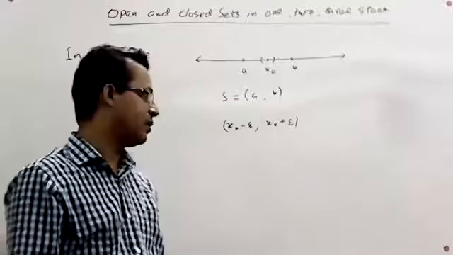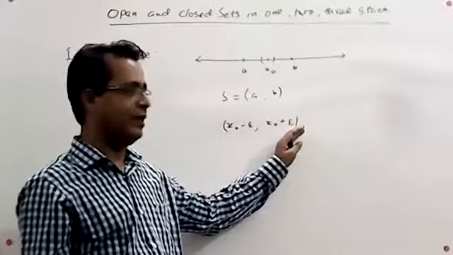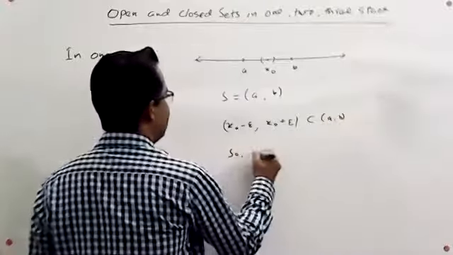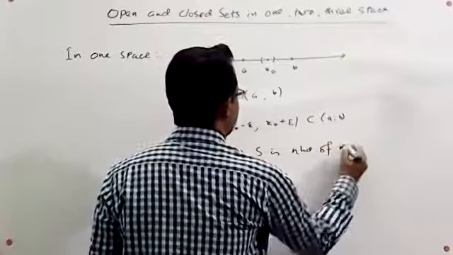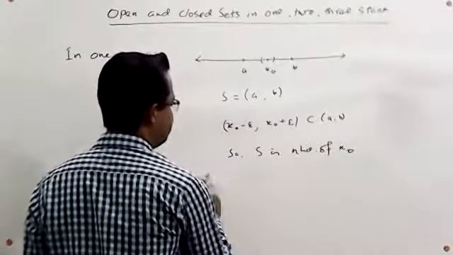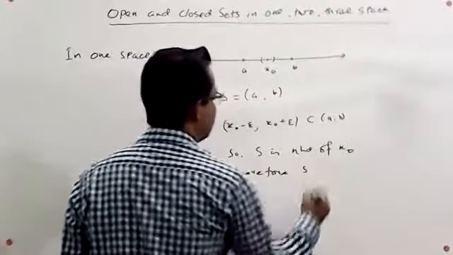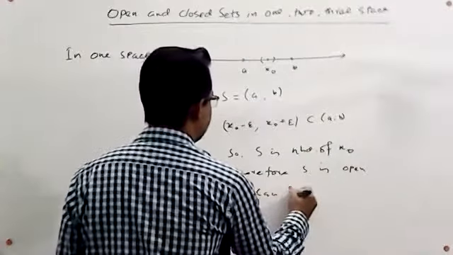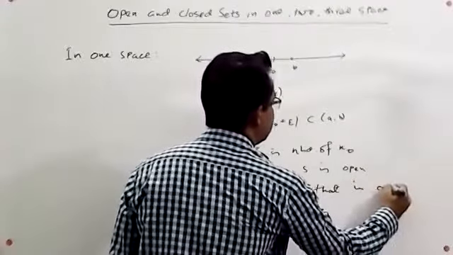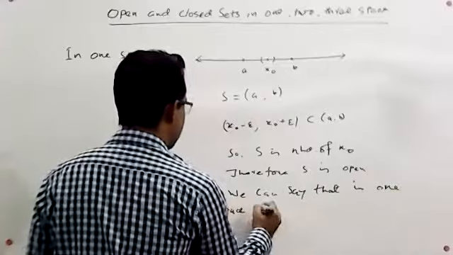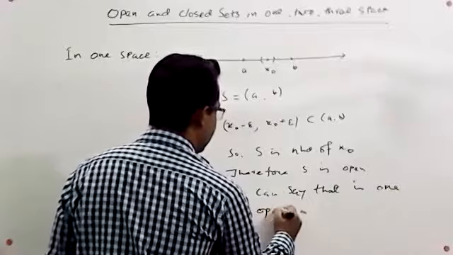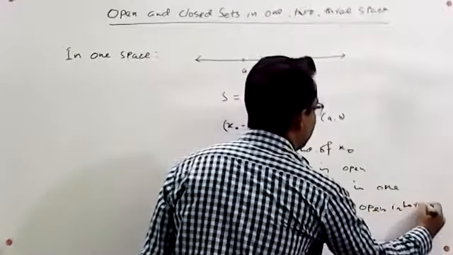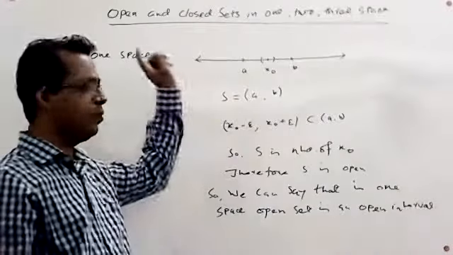So we can conclude that in one space, open set is an open interval. Therefore, this interval lies in A to B. So S is a neighborhood of x naught. Therefore, S is open. So we can say that in one space, open set is an open interval. This is the conception of open set in one space.